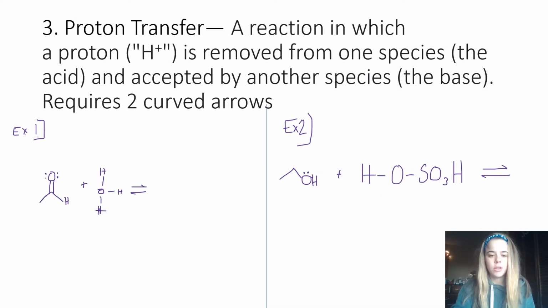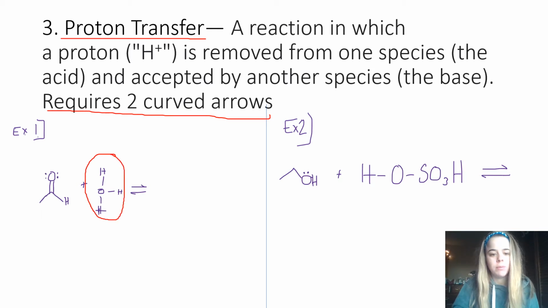All right, so the third way to show electron movement is through a proton transfer, and that is a reaction in which a proton, H+, is removed from one species, the acid, and accepted by another species, the base. It requires 2 curved arrows. So in this first example, we are going to be removing a hydrogen from this species and donating it to this species. And to show this, we draw the arrow from the oxygen to that hydrogen. Now, this is when it requires at least 2 curved arrows, so you can't forget to draw this arrow from this bond to the oxygen.